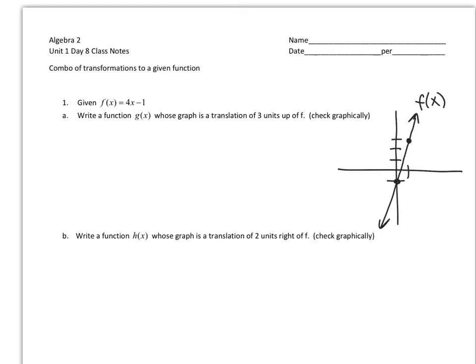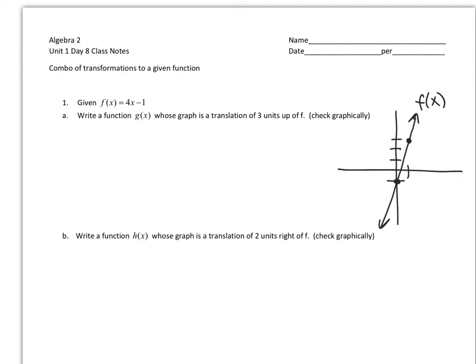All right, today for day 8, we're going to go through this worksheet on the video. So follow along, take notes, and then pause when asked to. So it says, given f of x is 4x minus 1, write a function g of x whose graph is a translation of 3 units up of f.